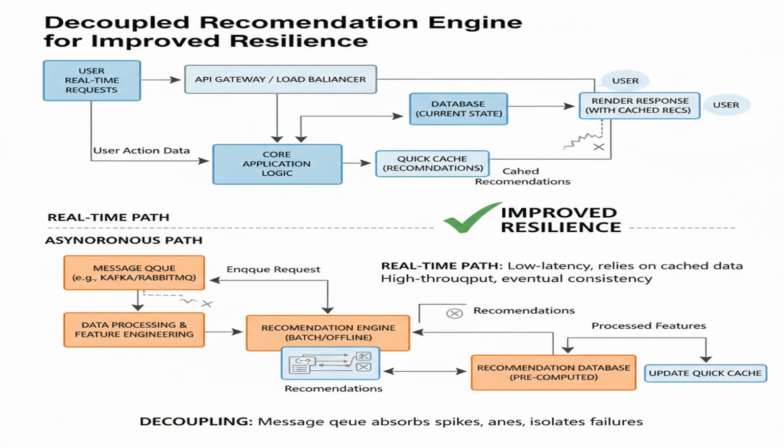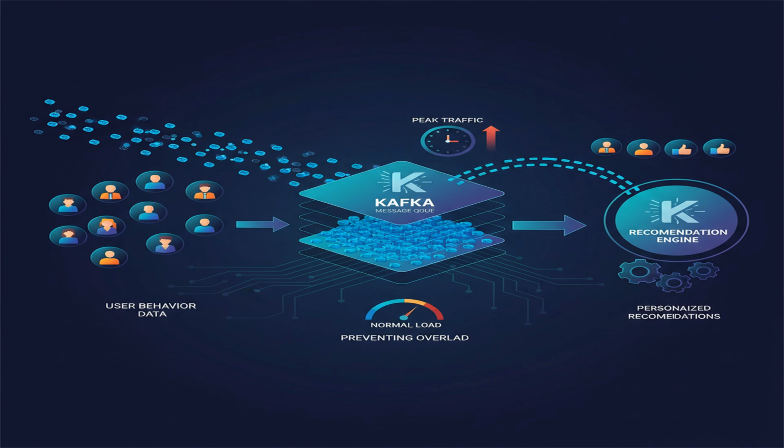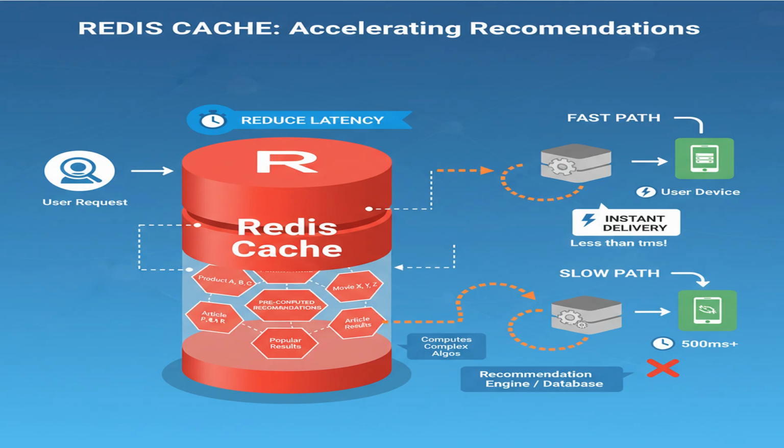Asynchronous processing decouples the recommendation engine from real-time requests, improving resilience. Let's explore how this decoupling enhances system stability. Message queues like Kafka buffer incoming user behavior data. This prevents overwhelming the recommendation engine during peak traffic periods. Consider Kafka as a high-throughput buffer, ensuring data consistency even during unexpected traffic spikes. It acts like a shock absorber.